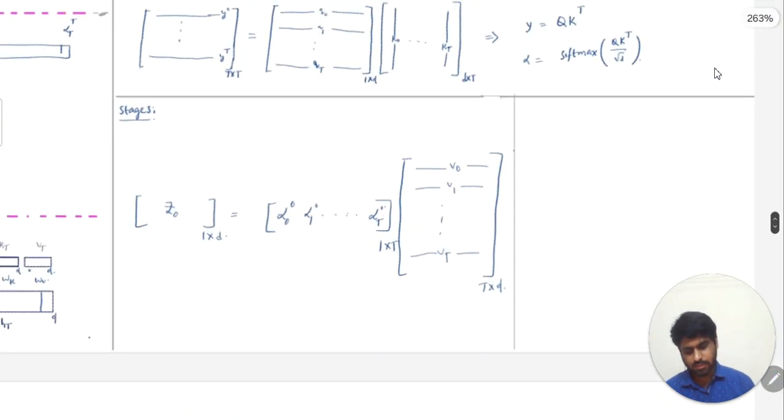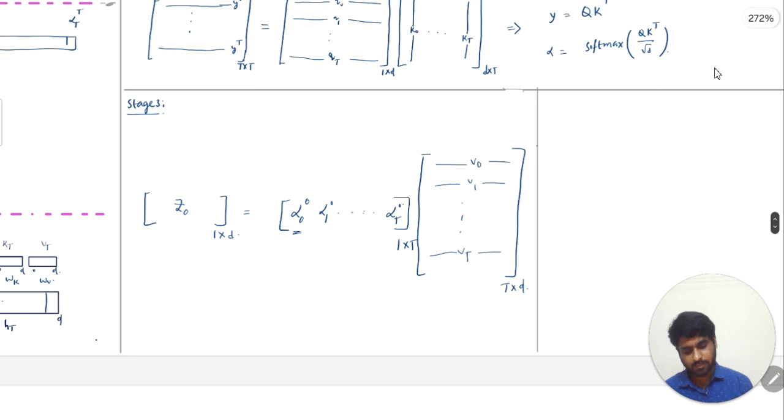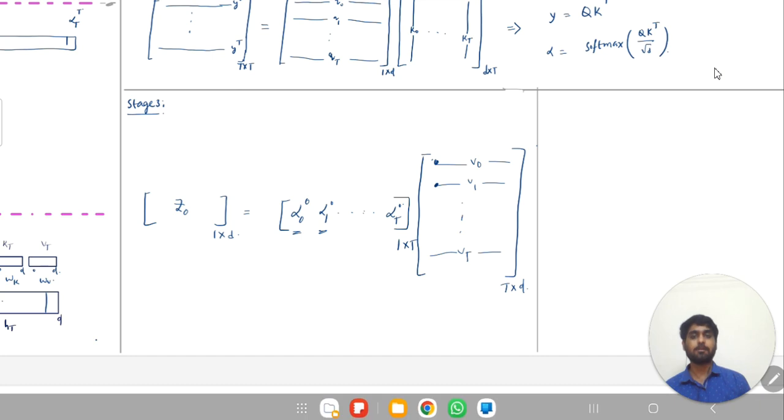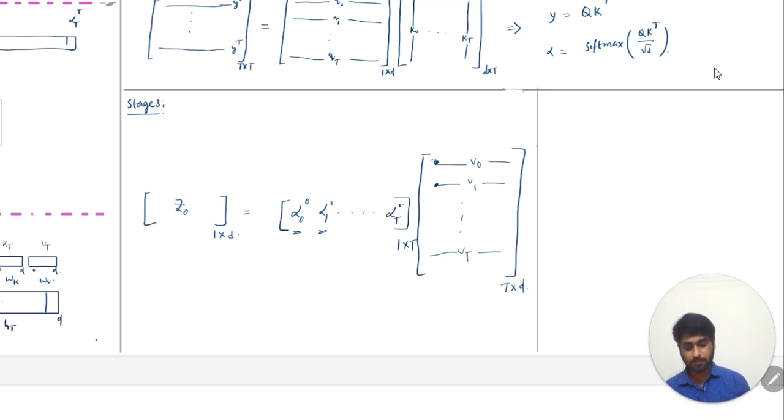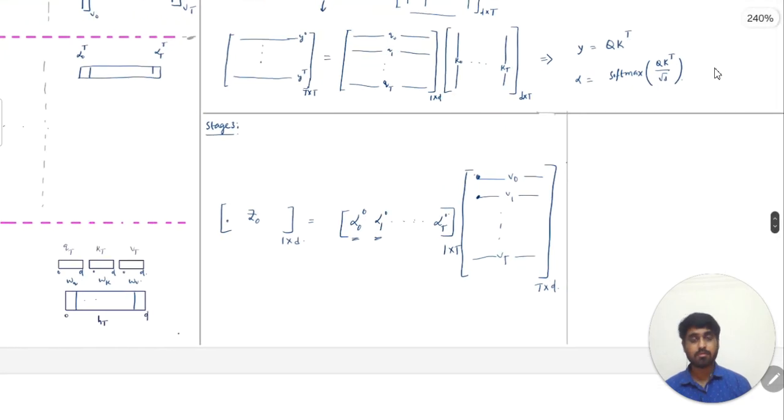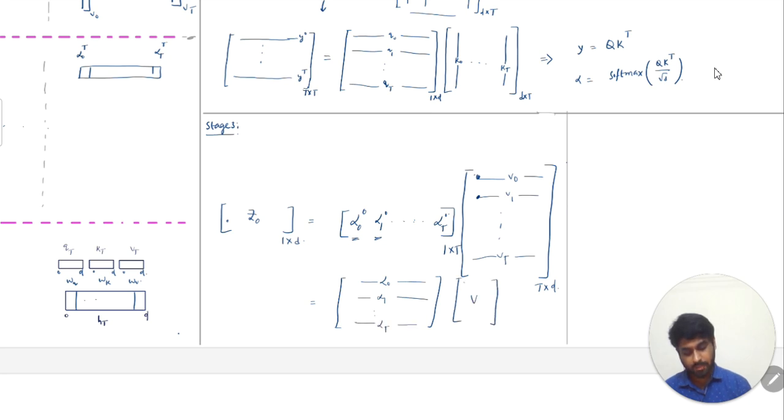Similarly, we can also see here alpha 0 is getting multiplied with the first value of v0, and alpha 1 is getting multiplied with the first value of v1, and similarly all these are getting multiplied and summed to produce the first element of the z0 vector. So this is how the weighted sum is happening. Now if we stack all the alphas vertically and multiply it with the v matrix, we will get the z output. This is the output of the attention model.